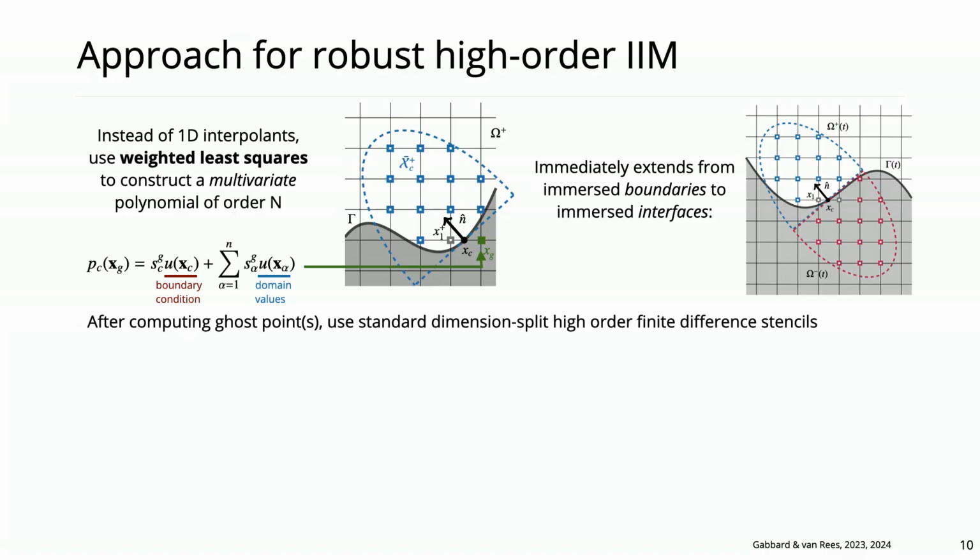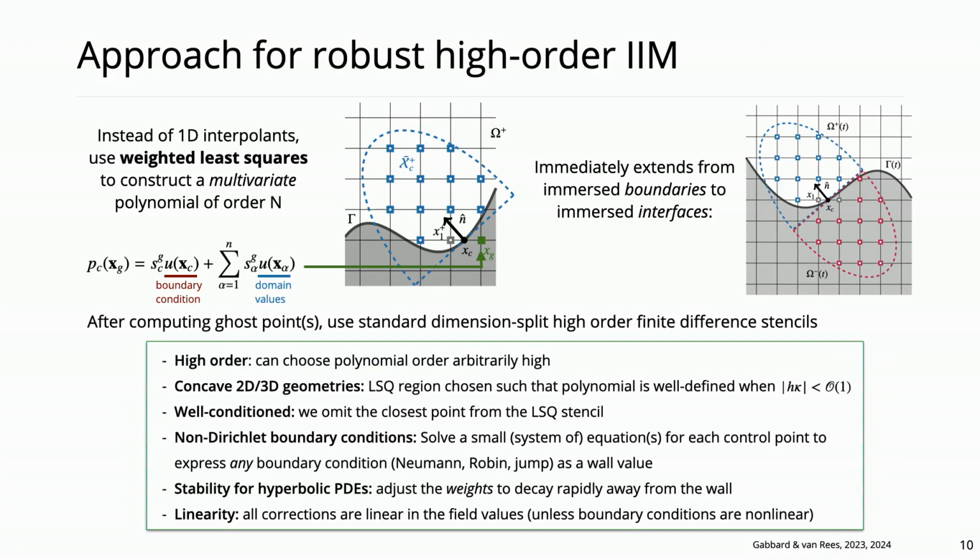So that's highly parallel. What that gives us is a bunch of benefits. We can do high order, so we can choose our polynomial order arbitrarily high. We can be robust to geometry.